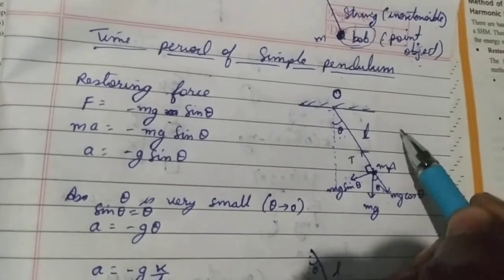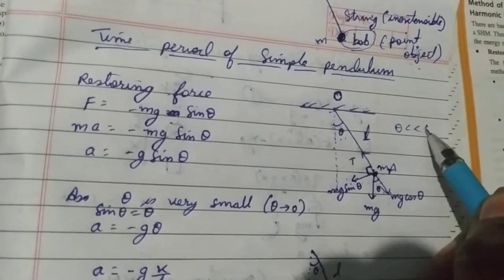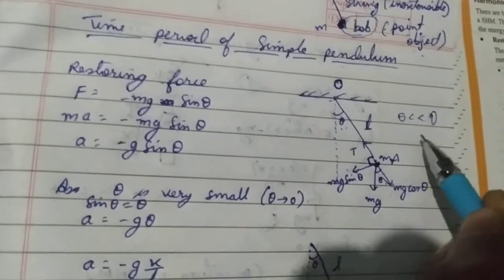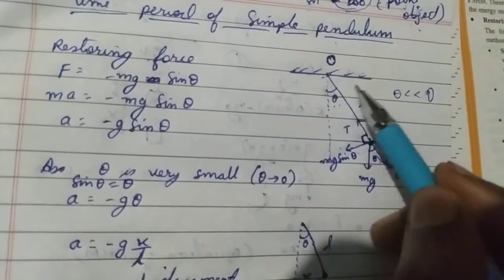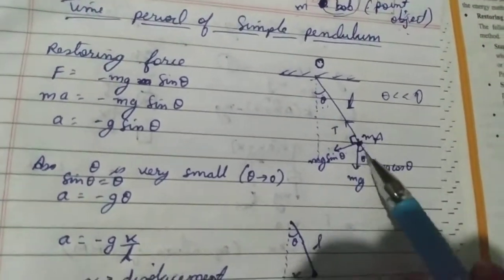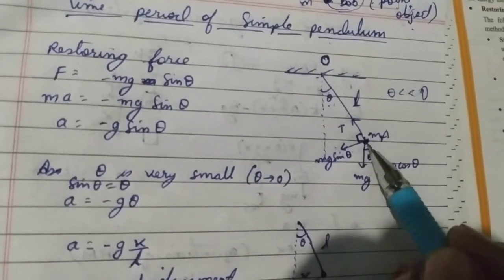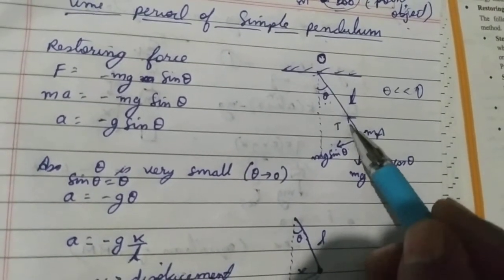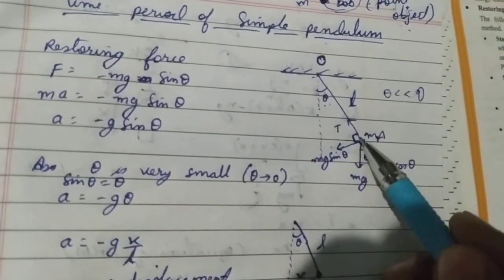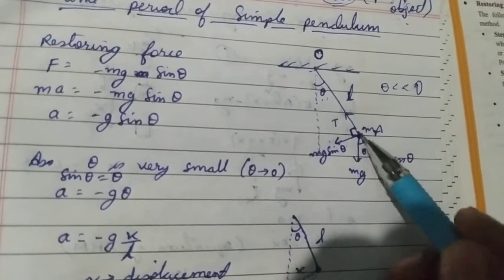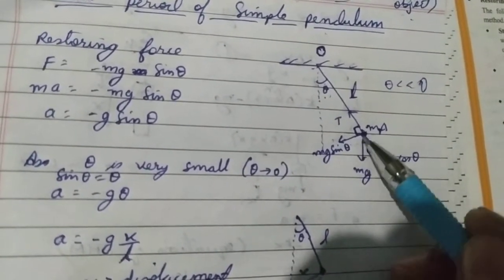Okay, so this theta should be very small, and then only this pendulum will execute SHM. For SHM this theta should be very small. That is the condition of SHM. So let us check what are the forces acting on this pendulum. One is the tension due to the string. This tension will be towards the point O, and the other force that is acting on this bob or the mass is mg, which is the weight of this bob or the mass.